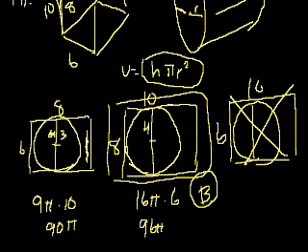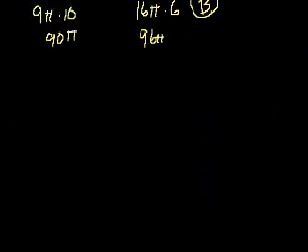Choice B. Next question. 192. Square root, okay, they have all sorts of interesting things.